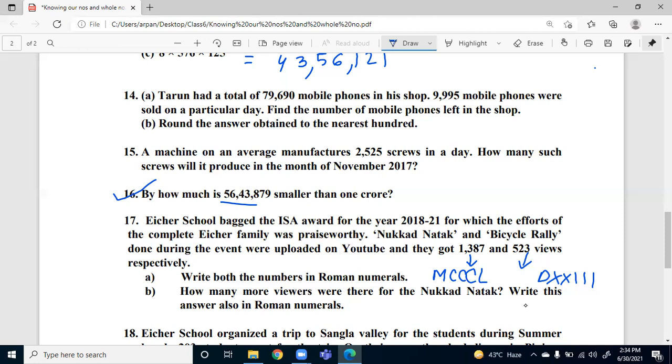Ma'am, L. And ma'am, then 3 times X. And ma'am, the 7 value, VII. Ma'am, the answer can be like this also.